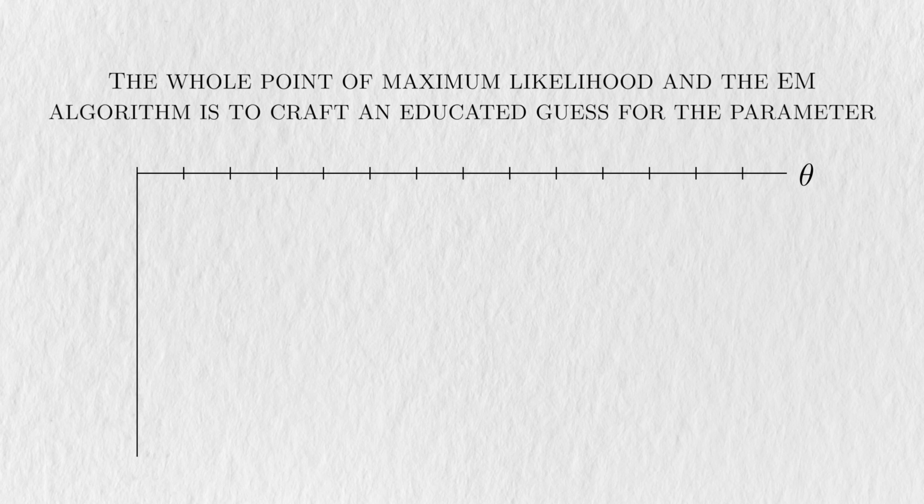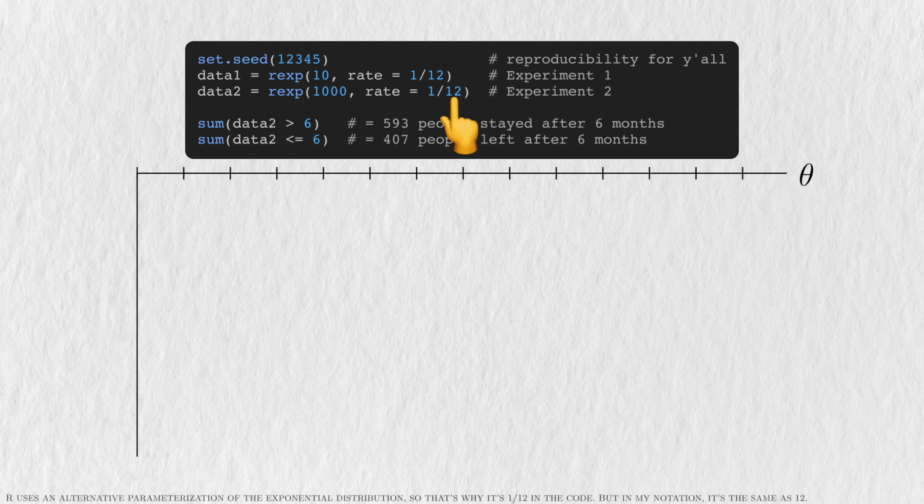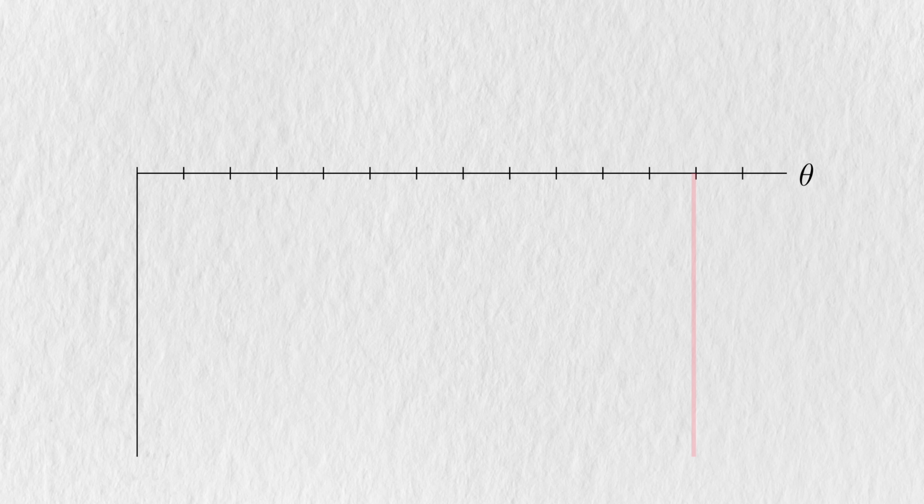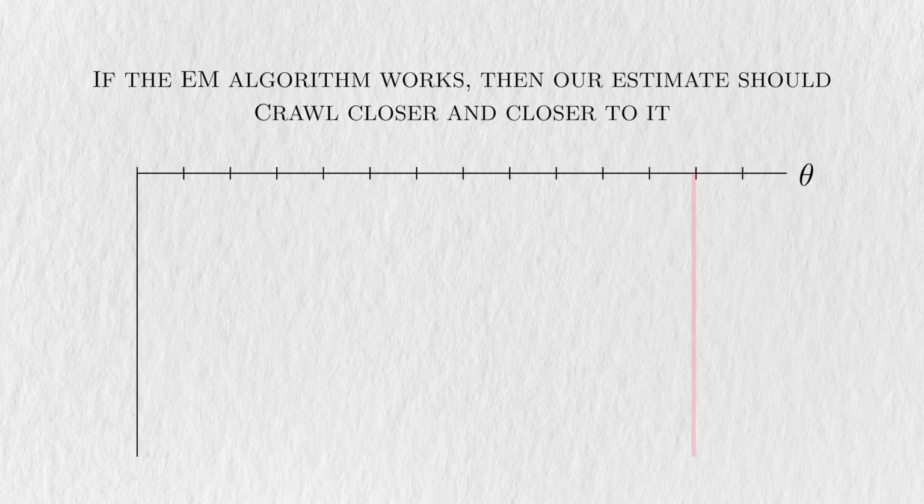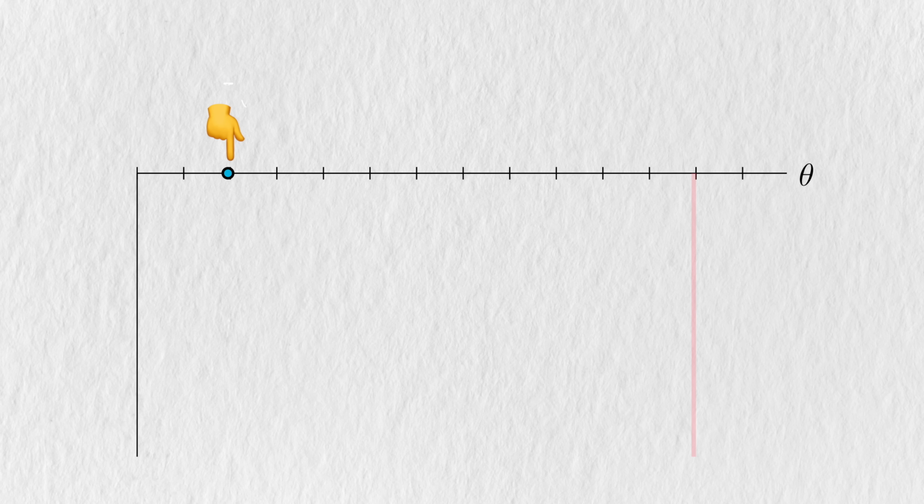The whole point of maximum likelihood and the EM algorithm is to craft an educated guess for a parameter, which governs the randomness in the data. Because I made the data, I also know that the true value of the parameter is 12 months, because that's what I set it as. For reference, I'll represent it with this ghostly red line. If the EM algorithm truly works, we should see the estimate crawl closer and closer to it. We're going to start with an initial value of 2.